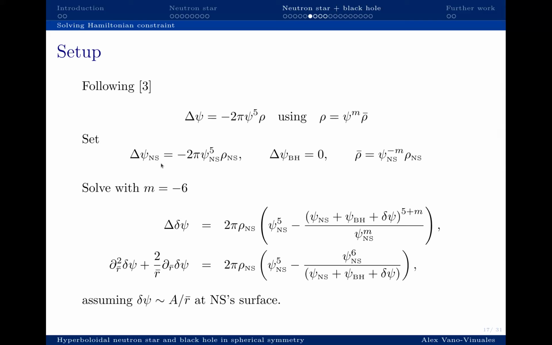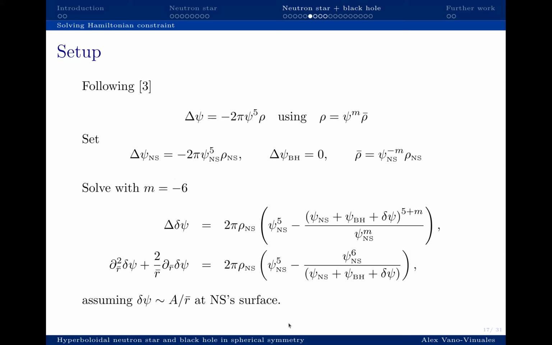So for this equation, we know that of course the conformal factor for the neutron star has to be equal to the constants of the neutron star with the neutron star density. The Laplacian of the black hole conformal factor has to be 0 because it's vacuum. And we are going to set this conformally rescaled omega bar to be this expression, with the quantities for the neutron star case. Putting it all together, the first equation becomes the one before last. And this is what we solve now in spherical symmetry. It's the last equation, and we set m equal to -6, so that the divergence given by this m over 2r here goes down to the denominator and becomes harmless there.